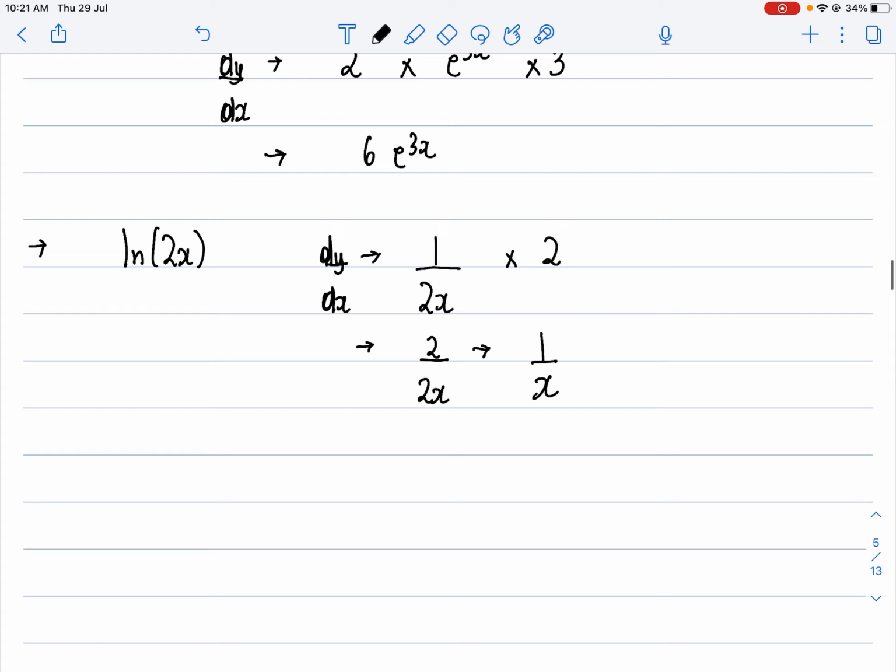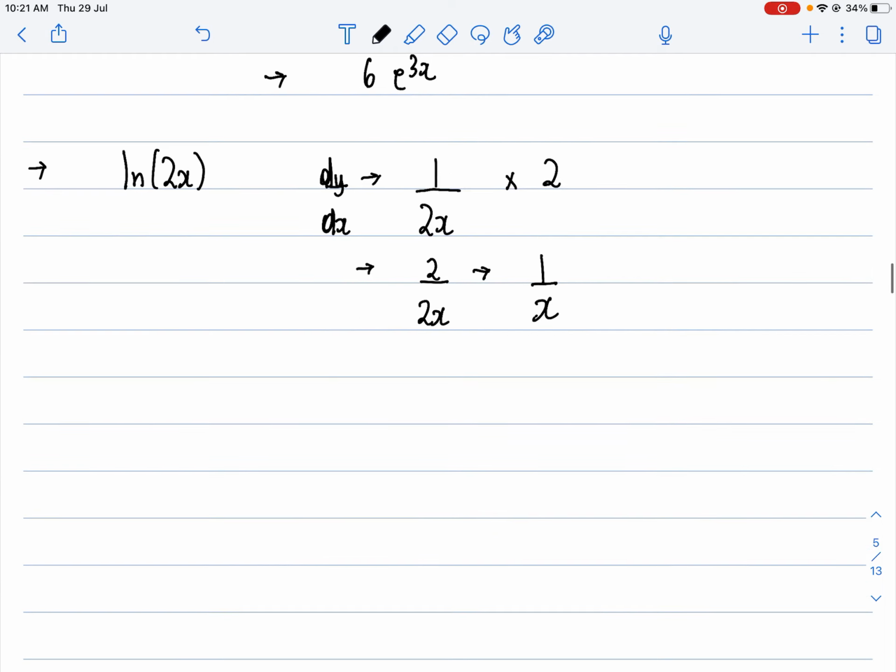So this is a very good thing which you have noticed. Let's say I have ln of a constant multiplied by x, the answer you get is always 1 over x. So this is a very important property you can know.